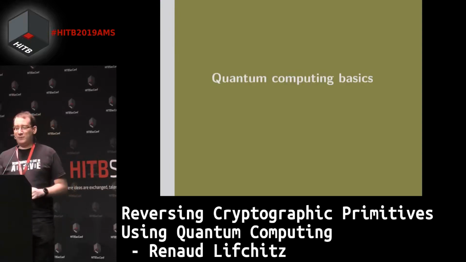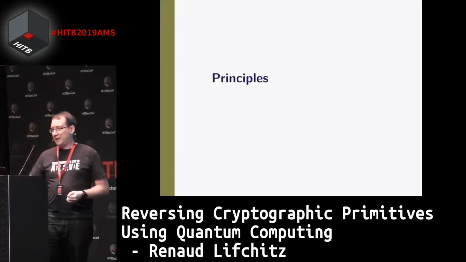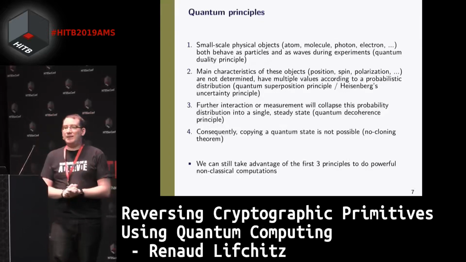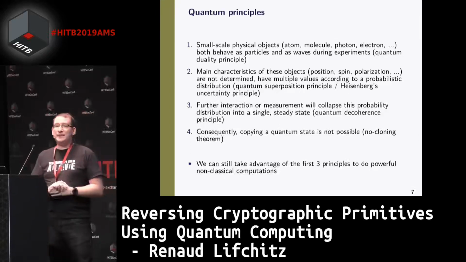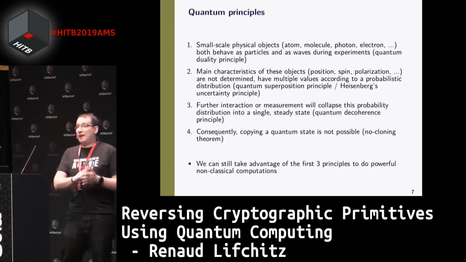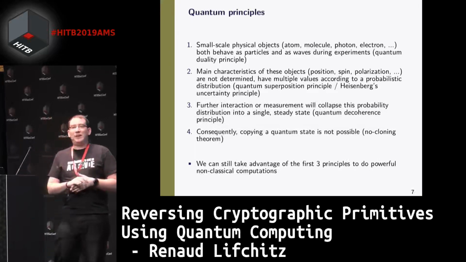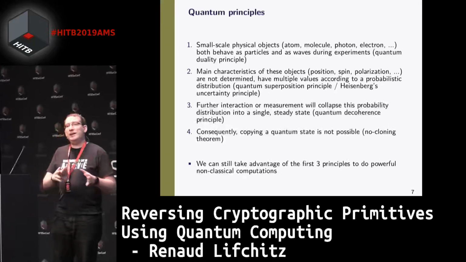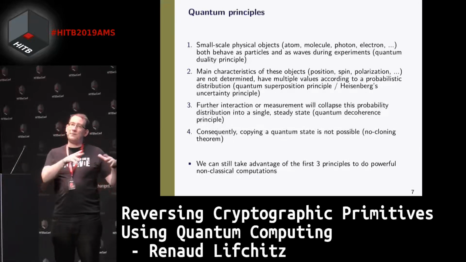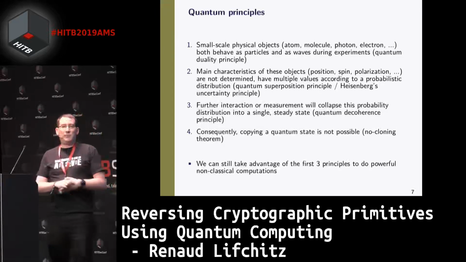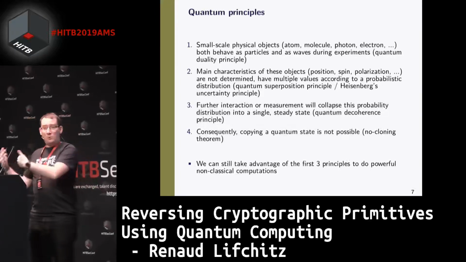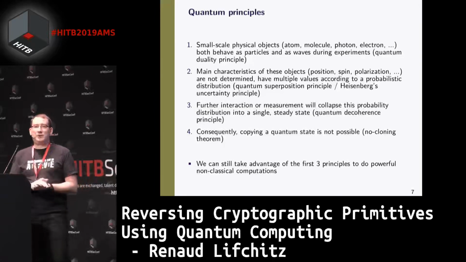But let's start first with the basics of quantum computing. I'm pretty sure you know a few basics, so this is to remind you of them. First, small-scale objects like atoms, molecules, photons, electrons, and so on behave both as particles and waves during experiments. It depends on the way you measure them. If you want to have a position, for example, they will behave as a particle. If you want to measure a frequency or a power, they will behave as a wave. So it depends how you measure them.